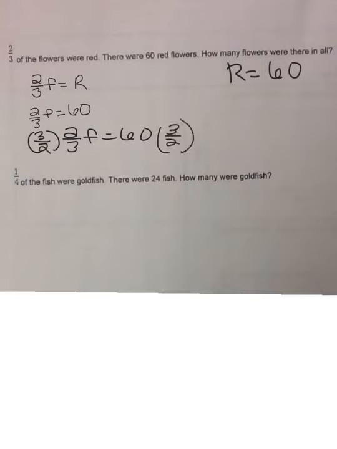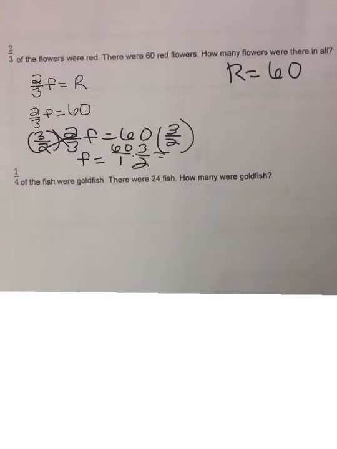In order to get the variable by itself, I'm going to multiply both sides of the equation by the reciprocal. 3/2 times 2/3 equals 1, so I'm left with just flowers on this side. Now 60 times 2/3, so I'm going to do 60 over 1 times 3 over 2.